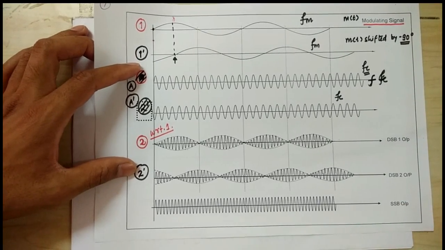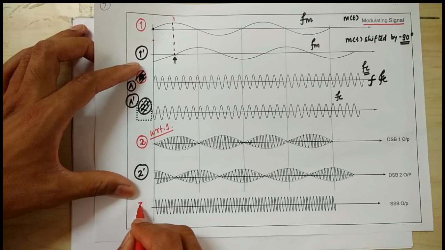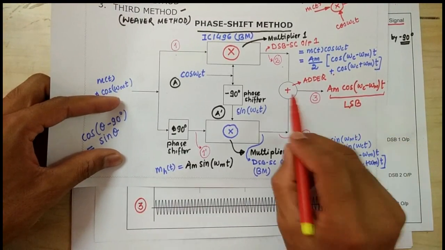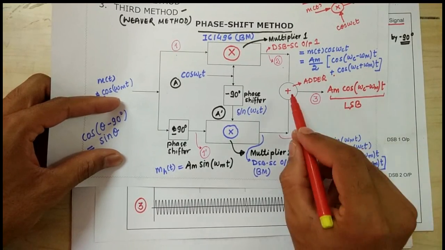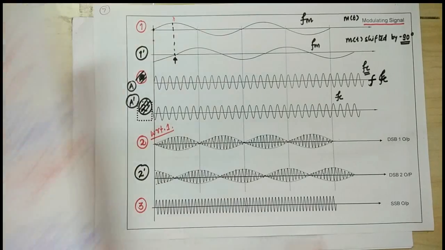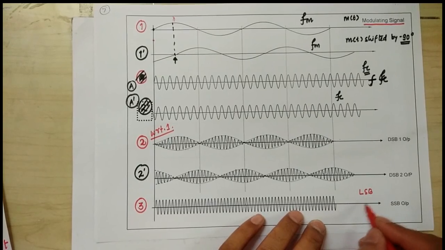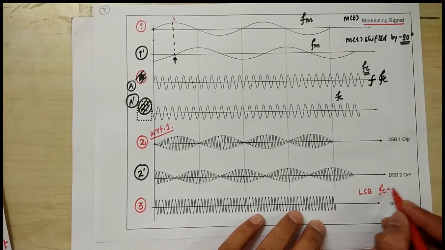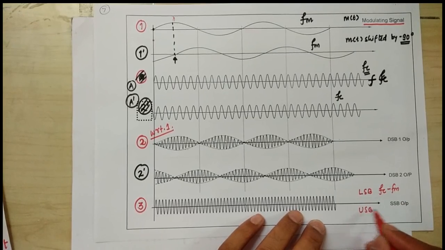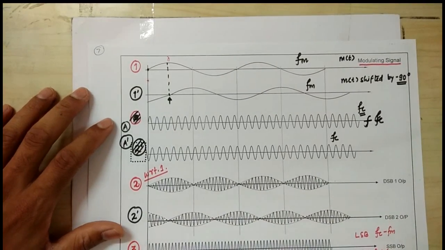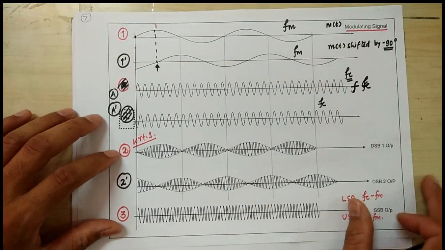If you see the third, the SSB signal, this is point number 3. It is going to be LSB if you are using an adder. It is going to be USB if you are going to use a subtractor. So depending on adder or subtractor, you are going to get LSB or USB. If it is LSB, it is going to be fc minus fm. If it is USB, it is going to be fc plus fm. So these are the basic waveforms that we have to observe on the DSO.